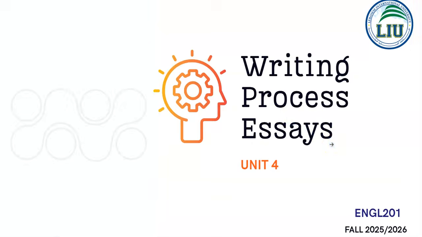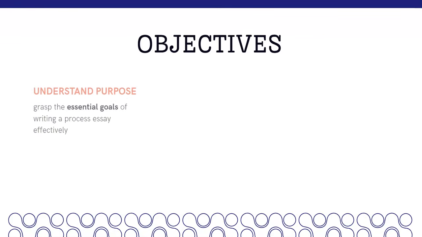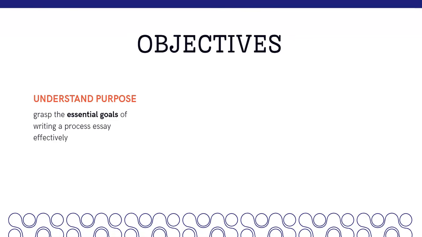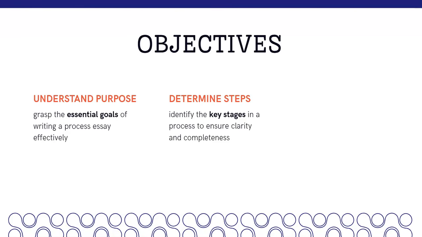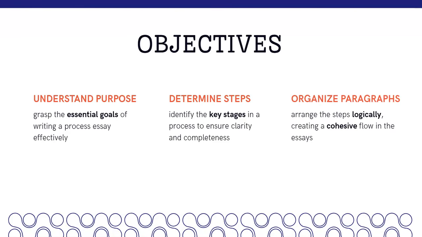Let's look at the objectives of this week's tutorial, Unit 4. Number 1, you will understand the purpose of writing process essays effectively. You will be able to determine the key stages that you need in order to write the process essay. And finally, how to organize your ideas in paragraphs that achieve unity and cohesion. Therefore, this video will be providing you with a process of writing process essays.